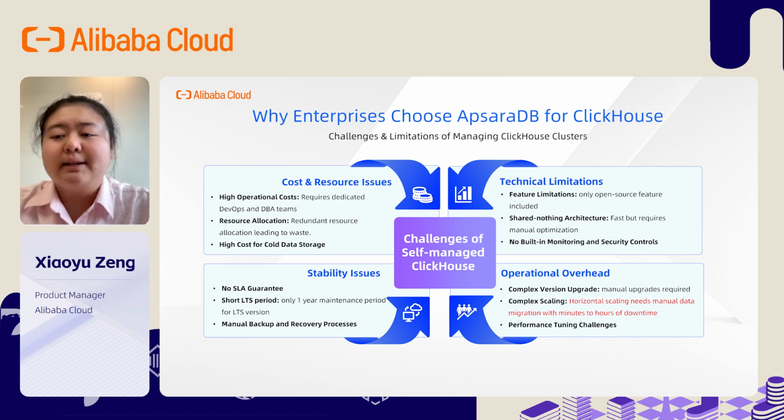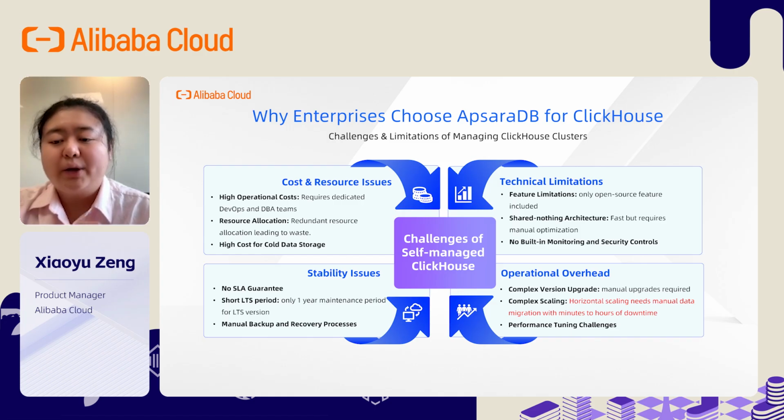Open source ClickHouse is a typical shared-nothing architecture, which means scaling a self-built ClickHouse horizontally requires manual data migration, causing significant downtime, minutes to hours. This disrupts business continuity and burdens operation teams. Besides, version upgrading, monitoring system building, and high availability management also increase the maintenance cost.